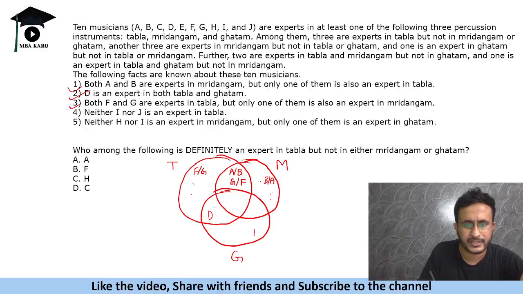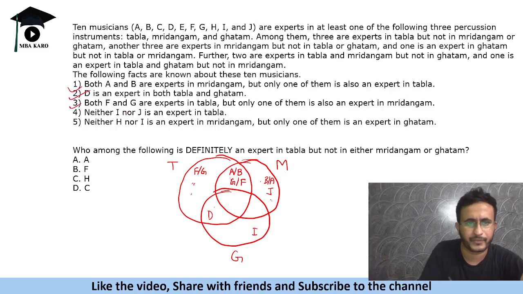So this person is I. Okay, now we have found out I. Now neither I nor J is an expert in tabla, so I is not an expert here. J is also not an expert in tabla. Now J cannot come in these two places, so J will be one of these people. Because we have to fill two people here and two people here, J cannot come here, J will be here.